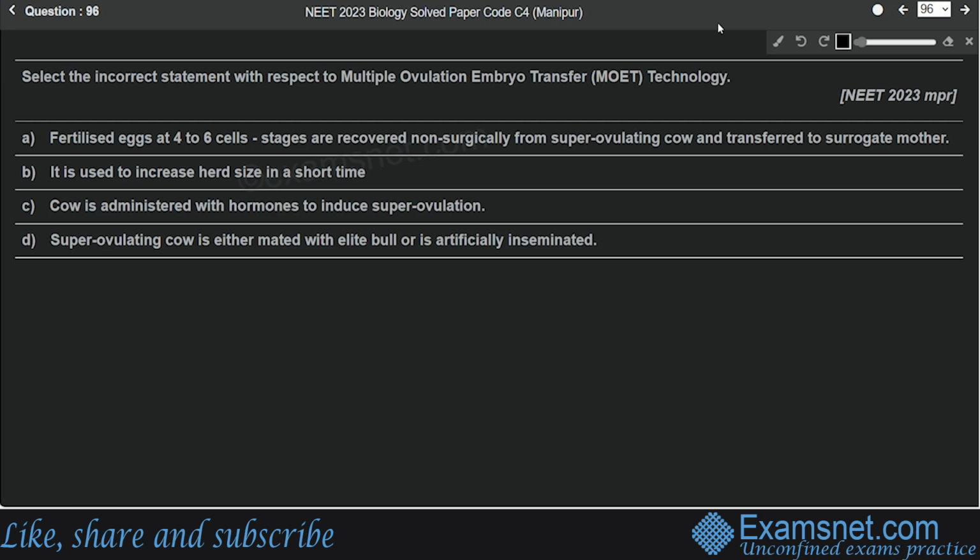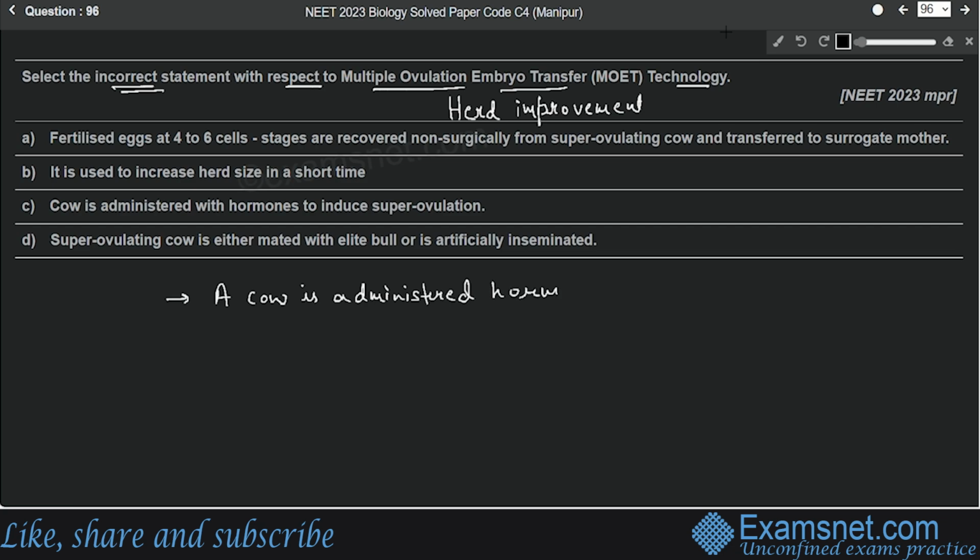Question number 96 is from the chapter Strategies for the Enhancement in Food Production, and the question is, select the incorrect statement with respect to multiple ovulation embryo transfer technology. So what is multiple ovulation embryo transfer technology? It is a program for herd improvement. Herd improvement means increase in the herd size in a very short time. Now what happens? First of all, a cow is administered hormones to induce follicular maturation and super ovulation.